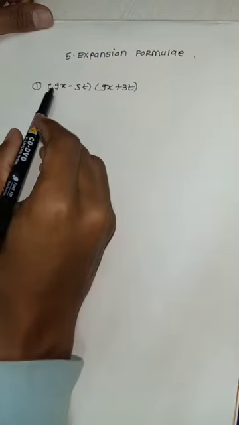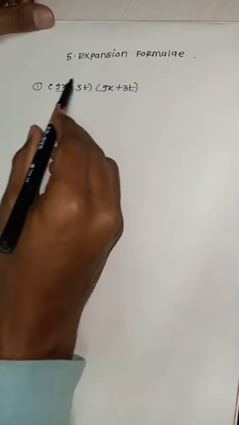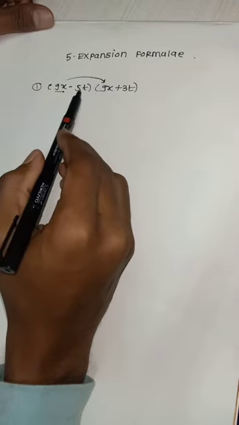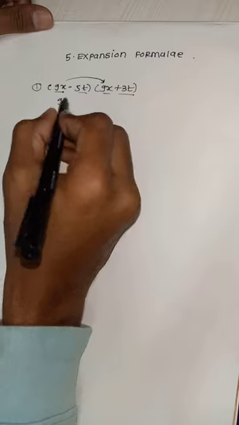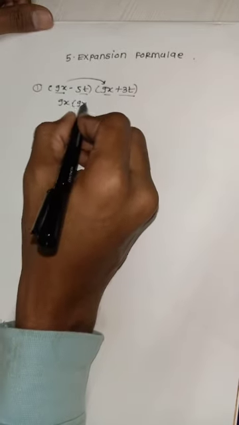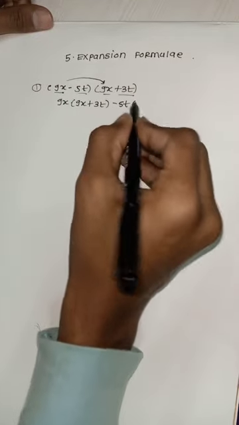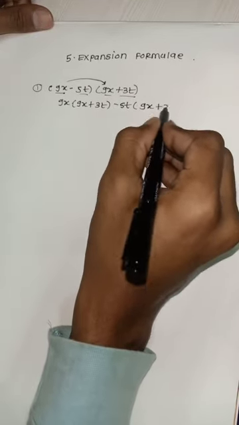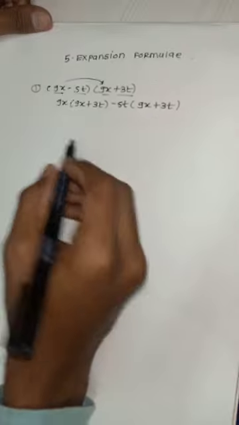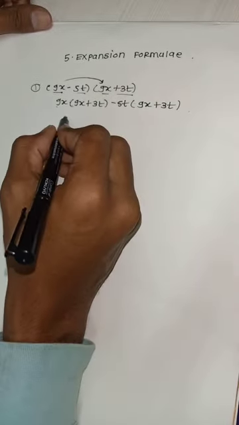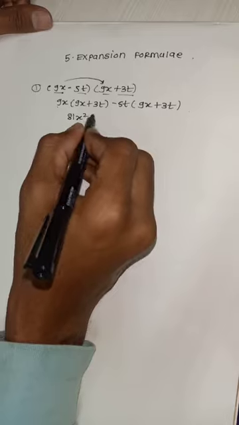The first step is to multiply this 9x with the whole bracket and then multiply this minus 5t with the whole bracket. Write down 9x as it is and write down the second bracket as it is, 9x plus 3t, minus 5t, second bracket 9x plus 3t. Now multiply this 9 with this 9, we get 81x square.